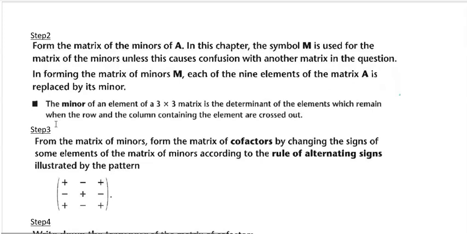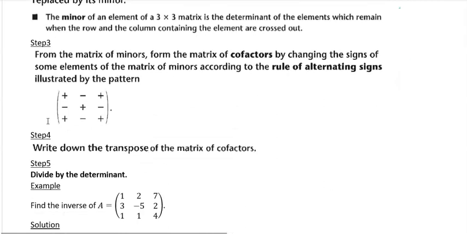So if you've done your working out well for the first part of the process, you've found the top rows of these anyway. Okay, step 3 is called a matrix of cofactors, and that means you change the signs of some of the elements of the matrix of minors according to the rule of alternating signs. So the first one stays positive, the next one changes sign, the next one does not change sign, the next one changes, the next one doesn't change, the next one changes, the next one doesn't change, the next one changes, and the last one stays the same.